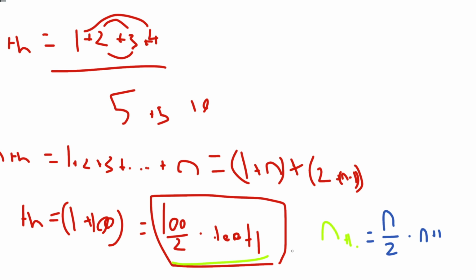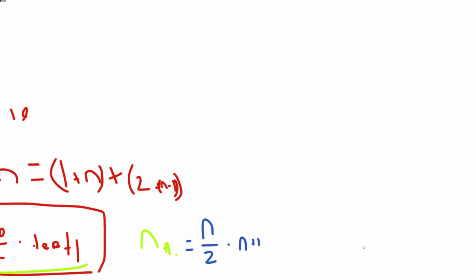Because this will work for any even number. But what about the odd number? Well, let's try and simplify this equation. So we're going to try and simplify this equation a lot. Let's put the n up here: n times (n plus 1) divided by 2. So we're going to put this in brackets, and we're going to multiply.